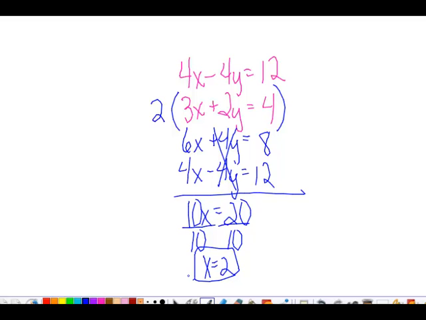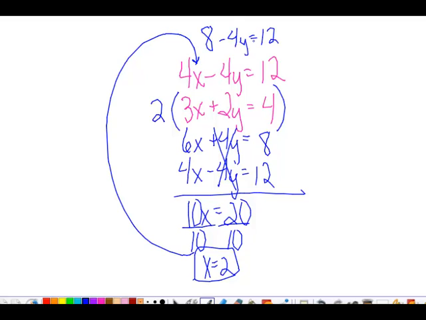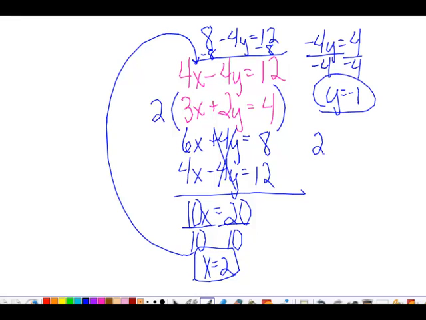And if x is equal to 2, I can put it back into one of my original equations. 4 times 2 minus 4y equals 12, so 8, minus 8 from both sides. I would have negative 4y equals 4, divide by negative 4. y is equal to negative 1. So my answer would be 2, negative 1. Okay?